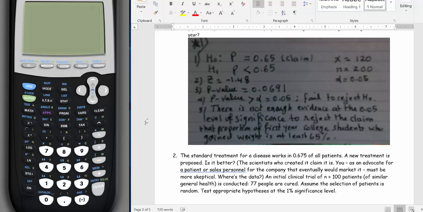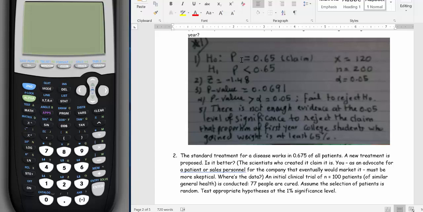Okay, so we have X. As you can see, it's 120. This is the number of successes. The sample size is 200 and the significance level alpha is 5%. Now, how do you set up the null and the alternative? What does at least mean? At least means greater than or equal.